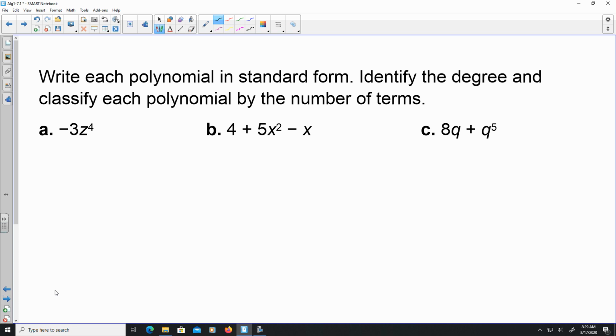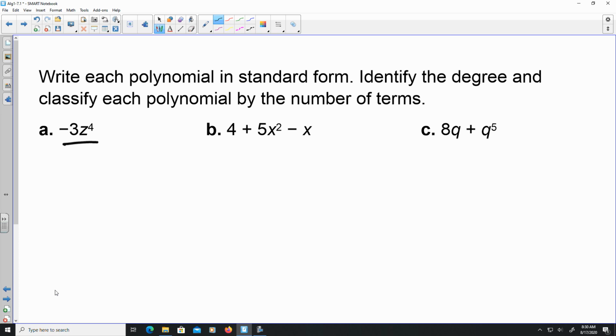All right, so here, similar example: rewrite in standard form, identify the degree, and classify each polynomial by the number of terms. So for part A, the classification is it's a one-term polynomial, so it is a monomial. And then looking at standard form, since it's only one term, that means it is already written in standard form, so that's really nice.